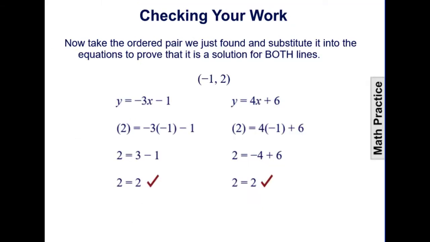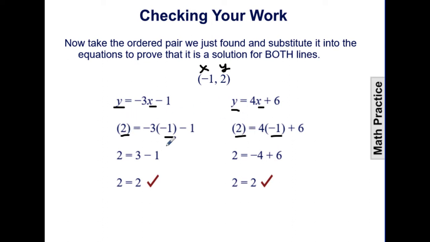Now we can take that ordered pair we just found and substitute it into both equations to prove that it is a solution for both lines. We don't have to just use the graph, we can use the equations. So x is -1 and y is 2. We're substituting x for -1 in both equations and y for 2 in both equations.